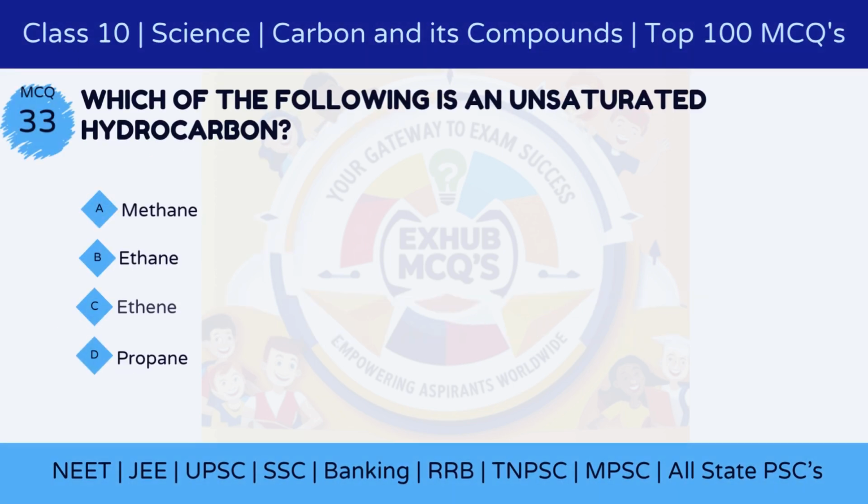MCQ 33. Which of the following is an unsaturated hydrocarbon? Option A, methane. Option B, ethane. Option C, ethene. Option D, propane.